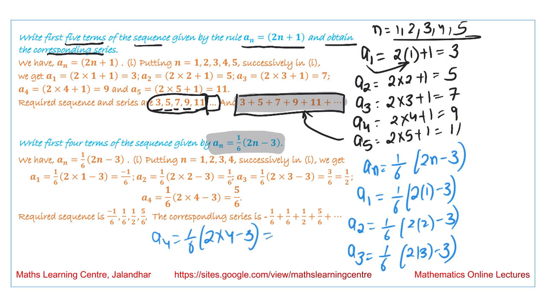The answers we obtain on solving this, these calculations are shown over here. These are the values we obtain by solving all these terms. So the sequence we have is minus 1 by 6, 1 by 6, 1 by 2, 5 by 6, and so on. We have to write the first 4 terms. These are the first 4 terms, and the corresponding series will be the sum of all these terms. It is important to note over here that the negative sign is written over here.